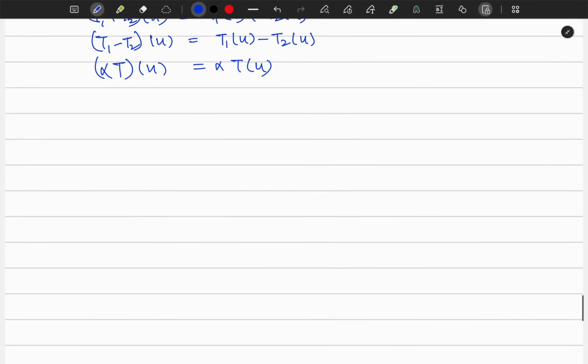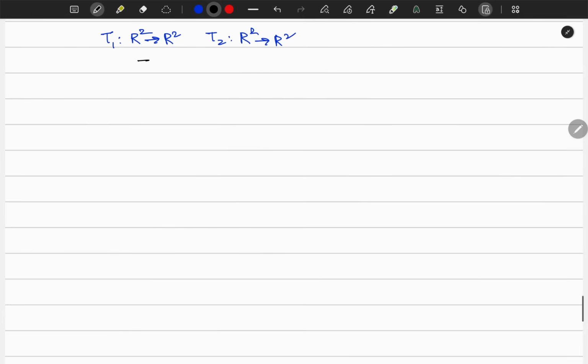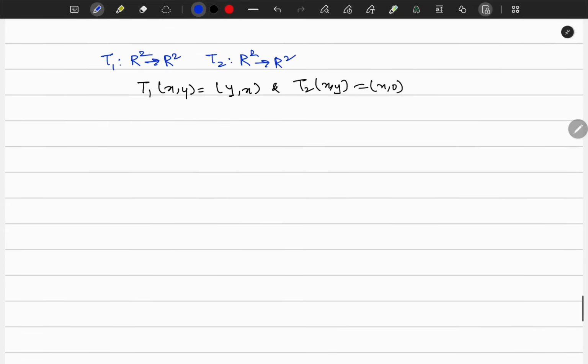Okay, I will show some questions. I have done these questions in the previous video. Let's do some more questions, and this may be in our exam. For example, T1 is an operator, meaning it is defined on R2 to R2, and similarly T2 is defined from R2 to R2. T1 is defined this way: T1 of x comma y is equal to y comma x, and T2 of x comma y is equal to x comma 0. So now we do all the questions here, that is T1 plus T2 and so on.